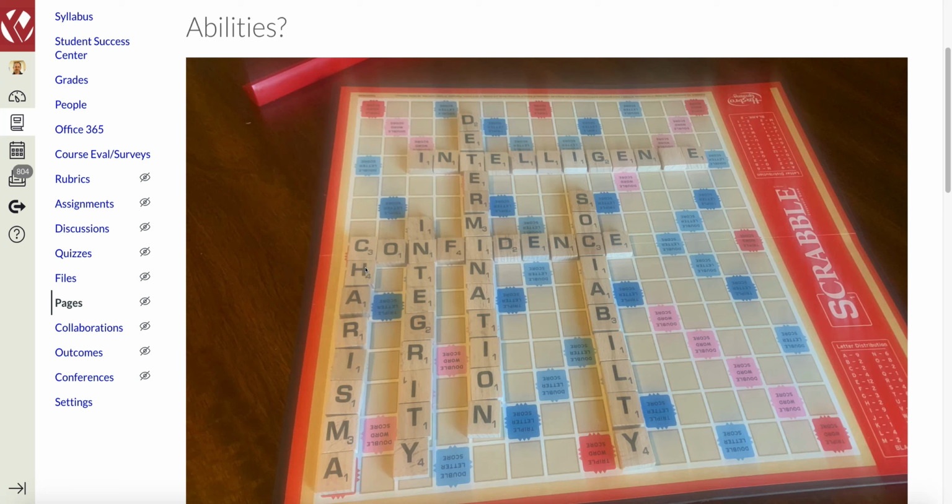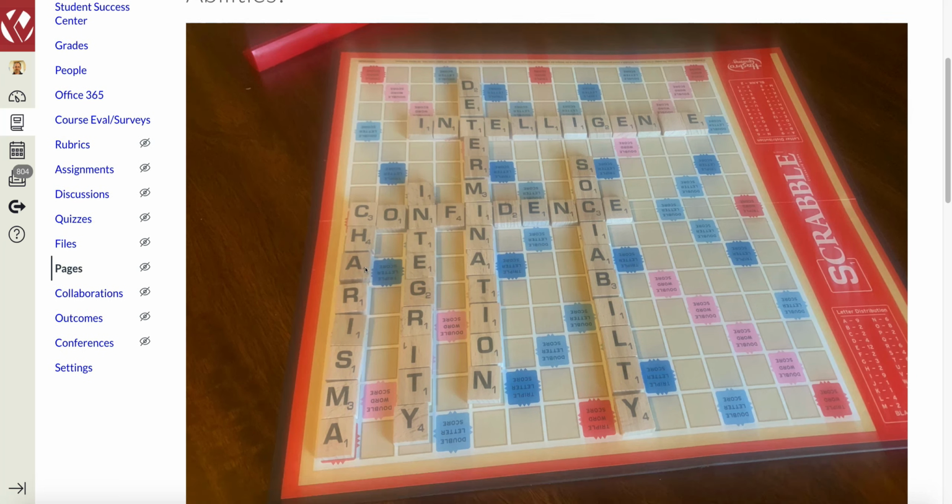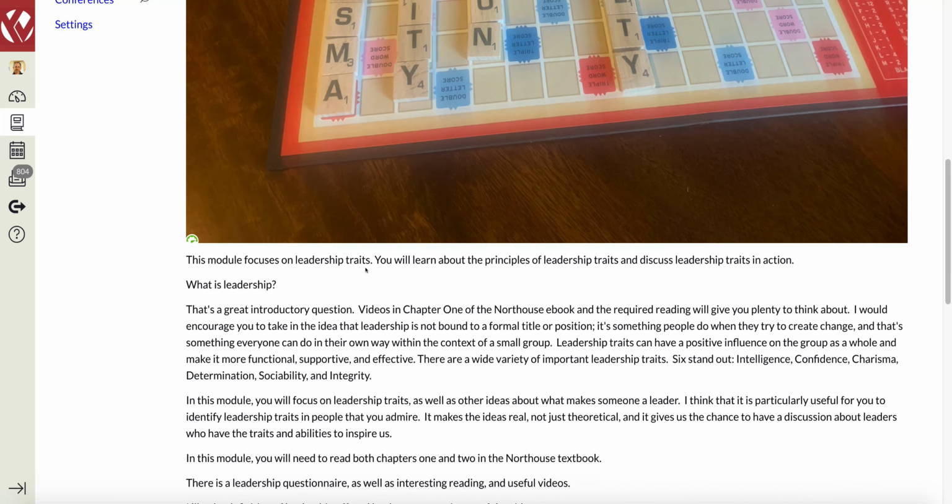So we have charisma, integrity, determination, sociability, intelligence, and of course, confidence. And later on, by the time you get to one of the discussion questions, you're going to actually write on these 6 traits. So what I want you to see is I'm going to give you some kind of a visual at the start of the module in the overview. Take a little time, check it out, let it sink in, think about it. All right, here we go.